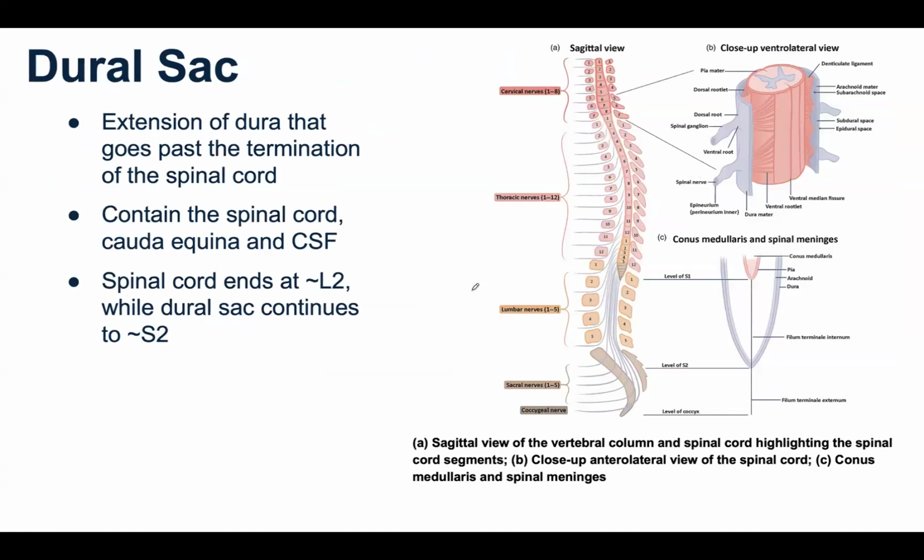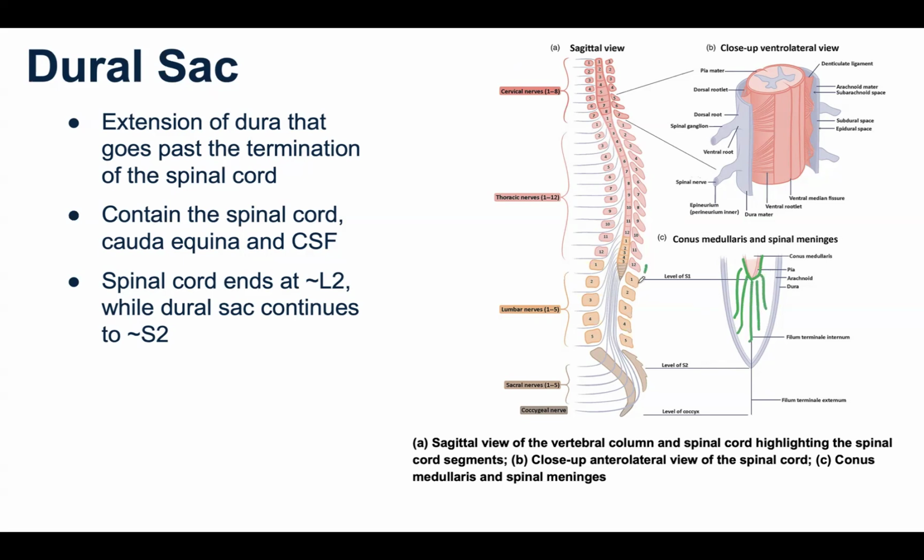Okay, so let's move on to the dura mater associated with the spinal cord. Now, the dural sac is going to surround the entire spinal cord, but it's most often discussed regarding the portion of the dura that will extend past the termination of the spinal cord. So this portion of the dura mater will contain the spinal cord, but remember, and you don't see it here as much in this image on the far right, it's also going to contain the cauda equina.